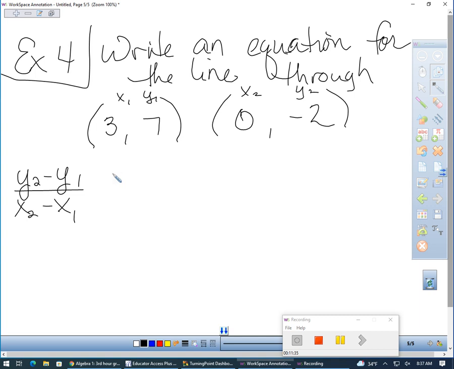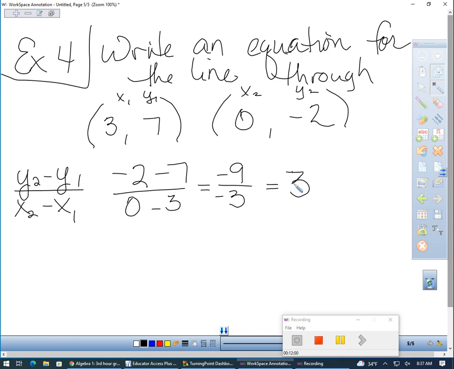So y2 is -2 minus y1, which is 7, over x2, which is 0, minus x1, which is 3. -2 minus 7 is -9. 0 minus 3 is -3. What is my slope? +3. Good. Okay, so we have the m.